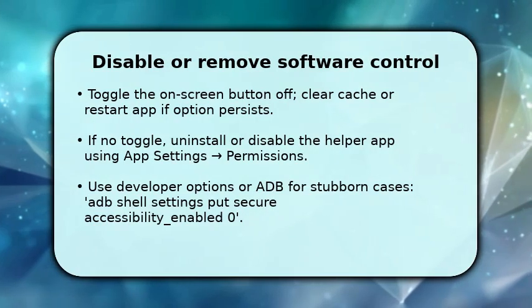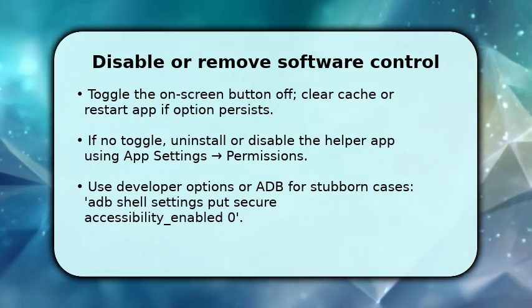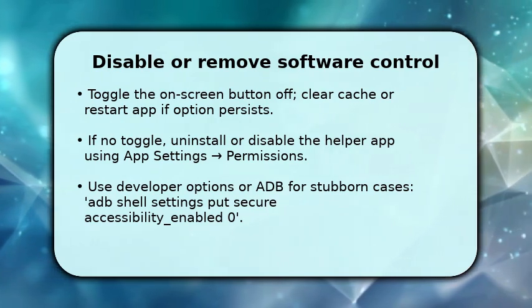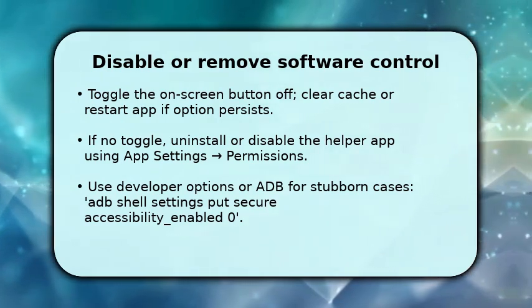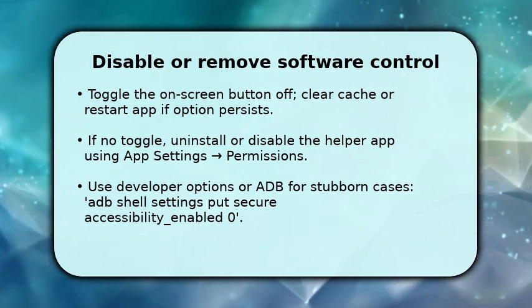You now focus on disabling the control through software. First, toggle the on-screen button off in the identified menu. If it reappears, clear the app cache and restart the device to flush settings.